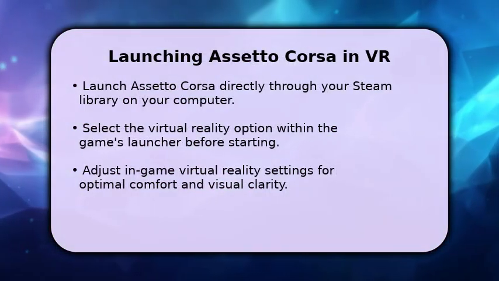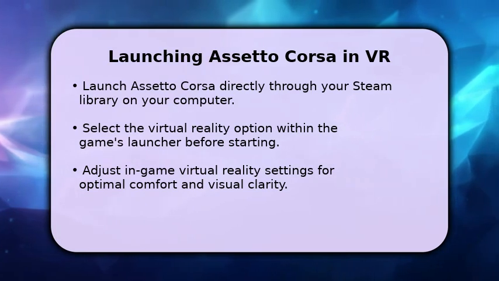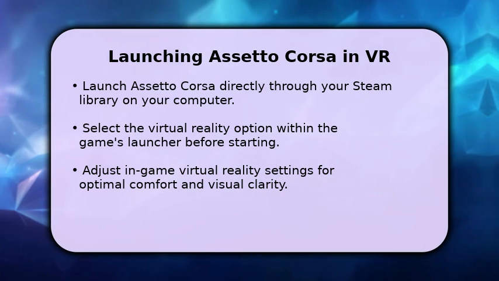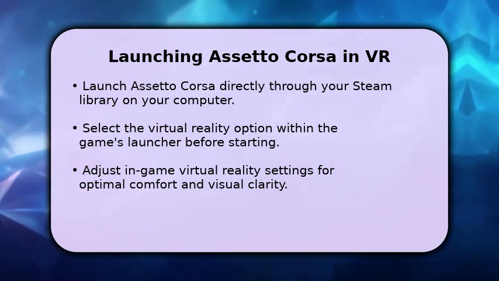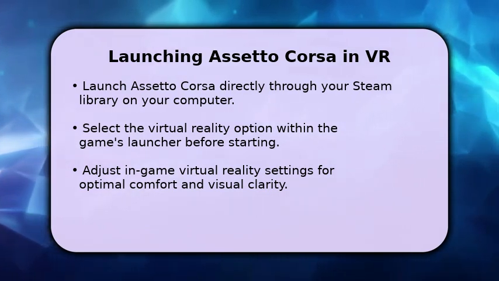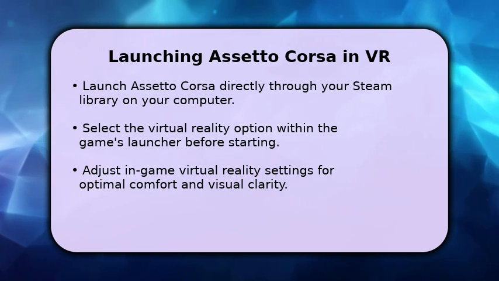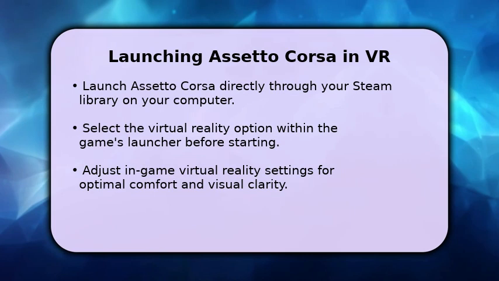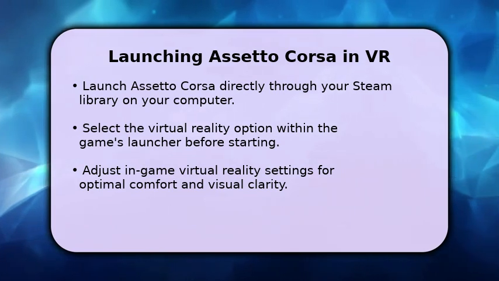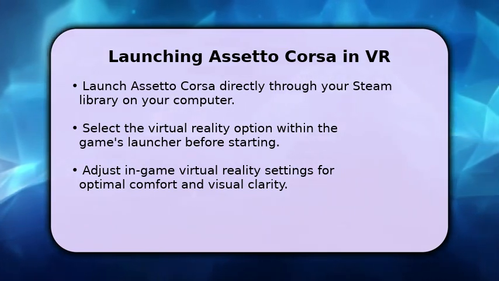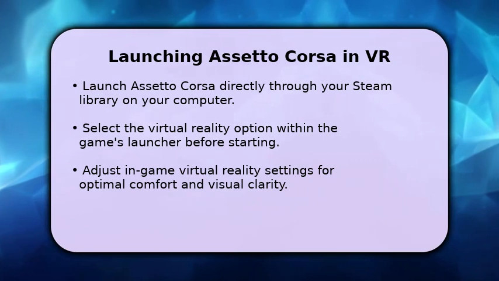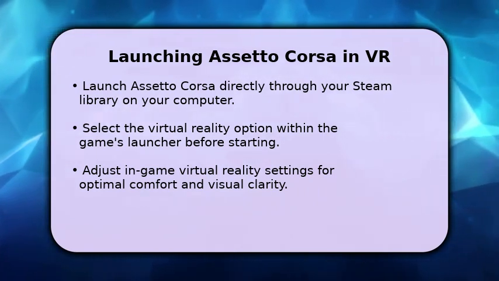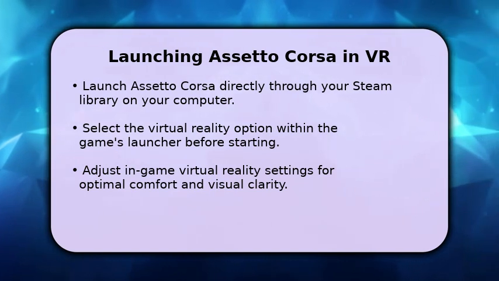With your Meta Quest 3 connected and Steam VR running, it's time to launch Assetto Corsa. Open Steam on your personal computer and start the game as usual. In the Assetto Corsa launcher, make sure to select the virtual reality option before clicking Start. Once in the game, take time to adjust your virtual reality settings, such as resolution and refresh rate, for the best experience. Optimizing graphics will ensure a smooth and incredibly immersive race.